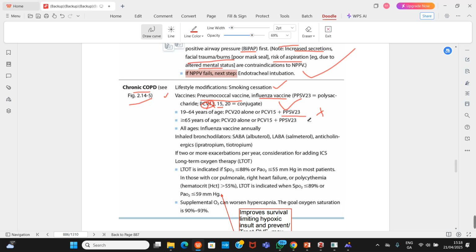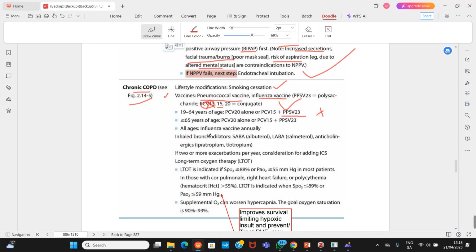I'm just begging us, don't forget it. So I'm not going to say forget it. Don't ever forget it. PCV 15, you come back 1 year. You wait for 1 year. Wait for that 1 year and give them PPSV 23. They need it. They need it.